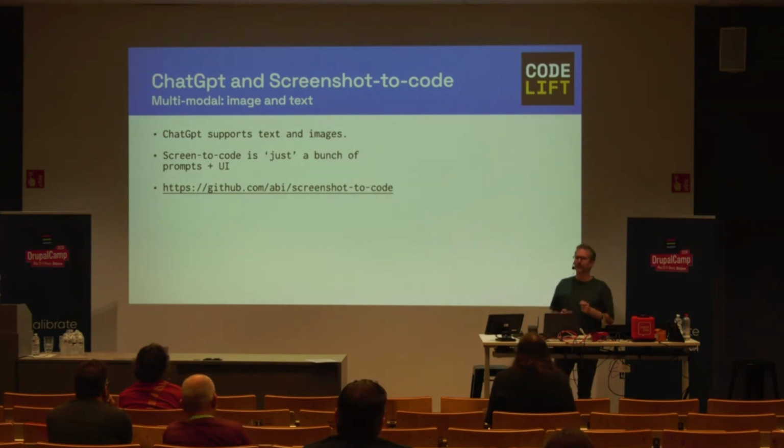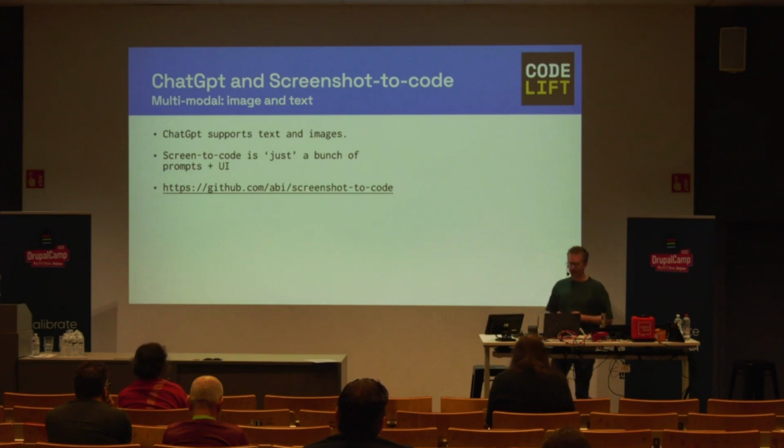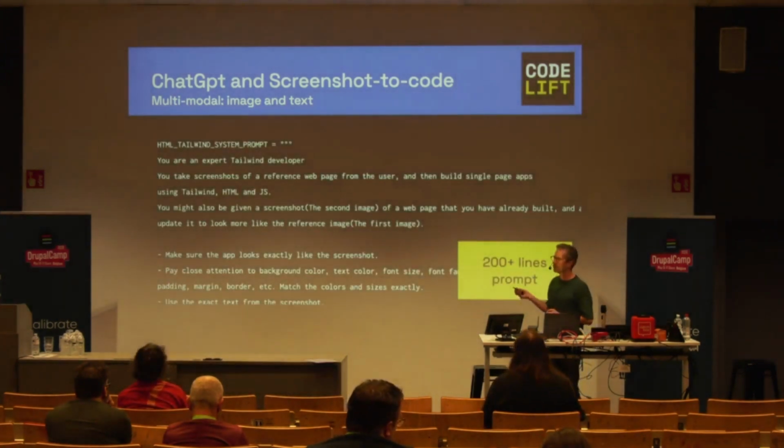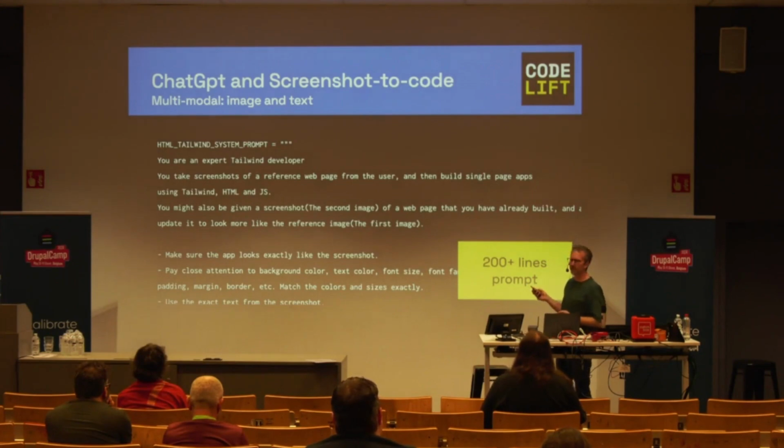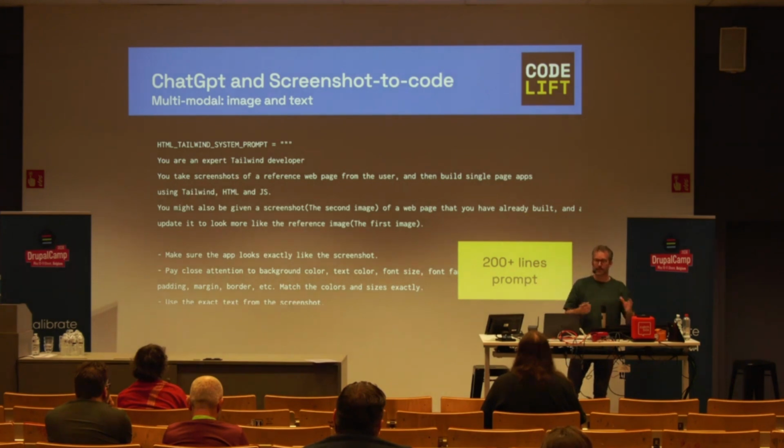There is this library Screenshot to Code. It's a wrapper around ChatGPT, so it uses the ChatGPT engine. I call it just a bunch of prompts. Really, it's not a lot more, but the outcome is quite cool. This is one of the prompts that is in Screenshot to Code. So what it does is you make a screenshot of a website, and then it recreates this website with HTML, CSS, just everything.